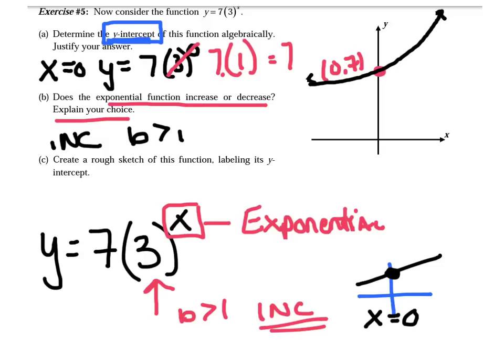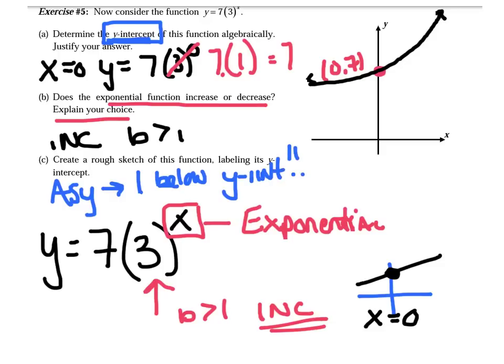Now here's the deal. I just got to figure out where my asymptote goes. All these exponentials have one. The asymptote, and let's make another note here under part C, the asymptote is 1 below the y-intercept. Okay, the asymptote sits 1 below the y-intercept. So if my y-intercept is at 7, that means the asymptote is at 6. And let's label that y equals 6. It's always 1 below.